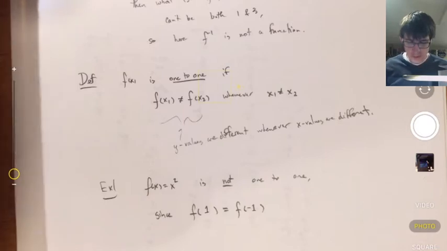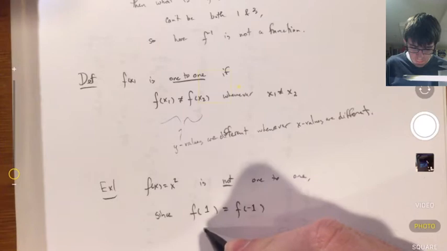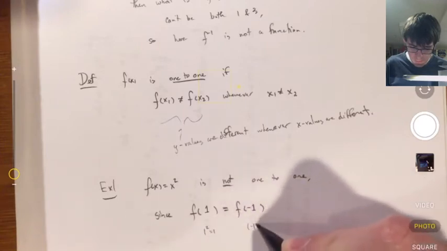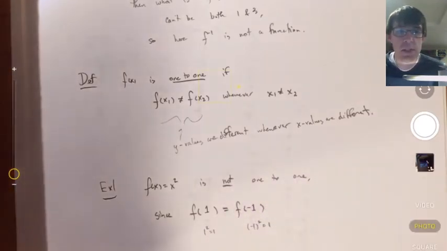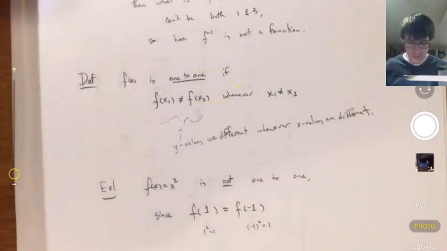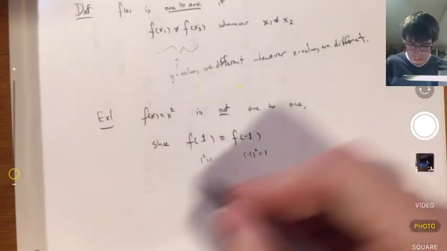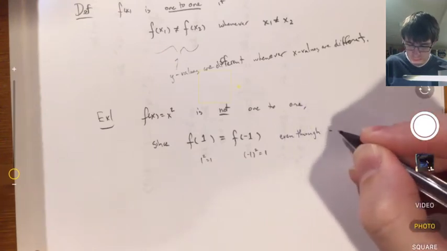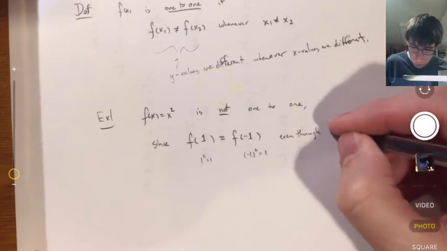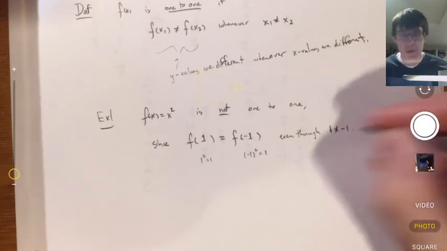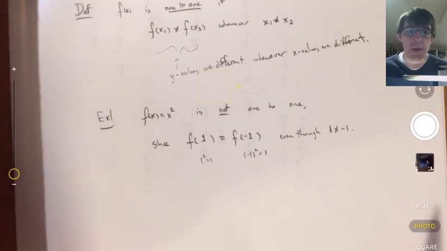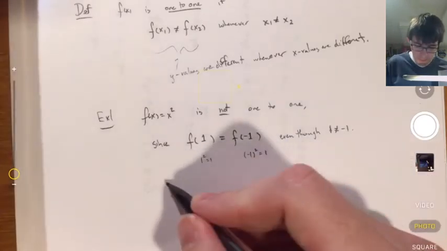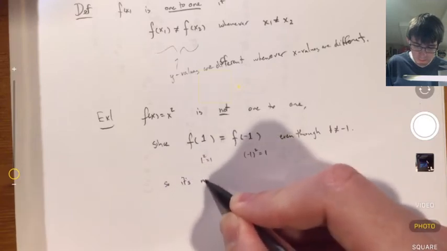F of x equals x squared is not one-to-one because, in this example, this is 1 squared, which is 1, and this is minus 1 squared, which is also 1, right? So f of 1 equals f of minus 1, even though 1 is not equal to minus 1. This kind of goes without saying, but it was part of the definition. So these are two different x values, but they have the same y value, and that means it is not one-to-one, all right? So it's not one-to-one.